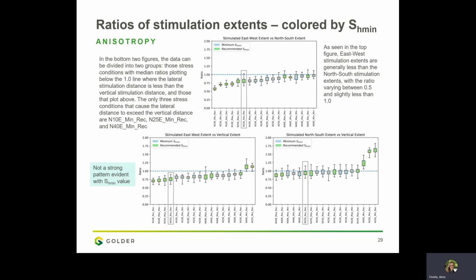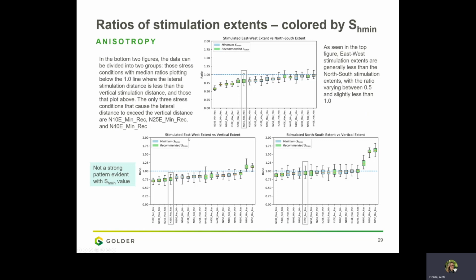In the next slide, we're plotting the data in just a slightly different way. We're looking more at the anisotropy, so we're just highlighting the difference between the different directions of stimulation. So how far the stimulation extended in the east-west direction versus the north-south. We compare in this top one. So that's sort of comparing the difference in the lateral directions.